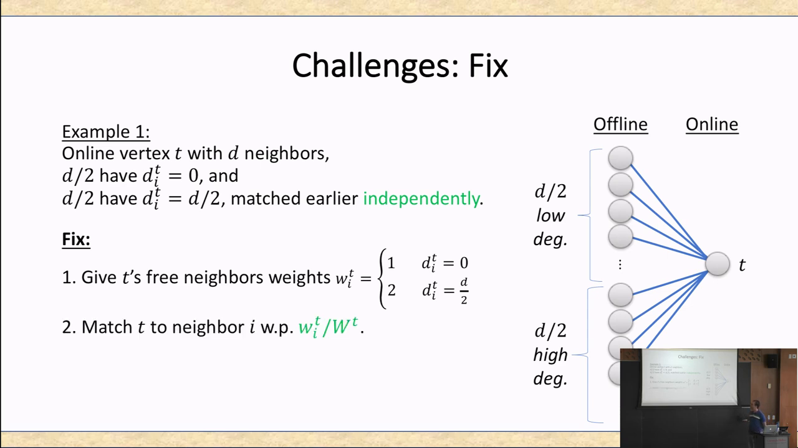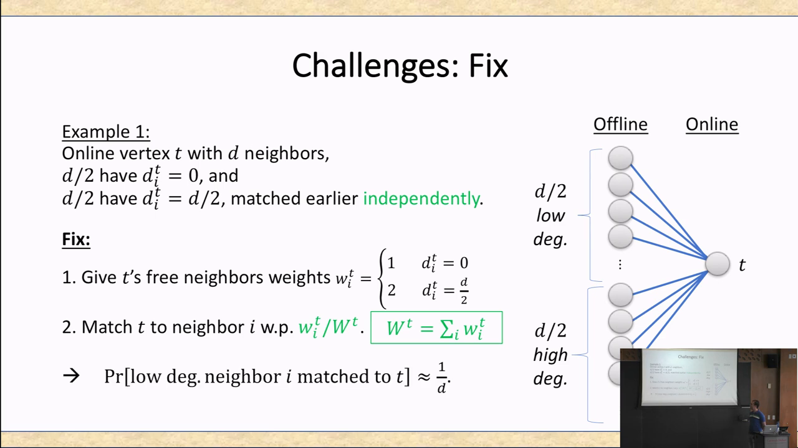And what we're going to do next is match t to a neighbor i with probability proportional to its weight. So with probability w_t^i over the sum of the weights. W_t will indicate the sum of the weights. And now what we find is that the probability of a low degree neighbor to be matched to t is roughly 1 over d. And likewise for the high degree. Okay, so at least for this instance, it looks like we kind of solved the problem.